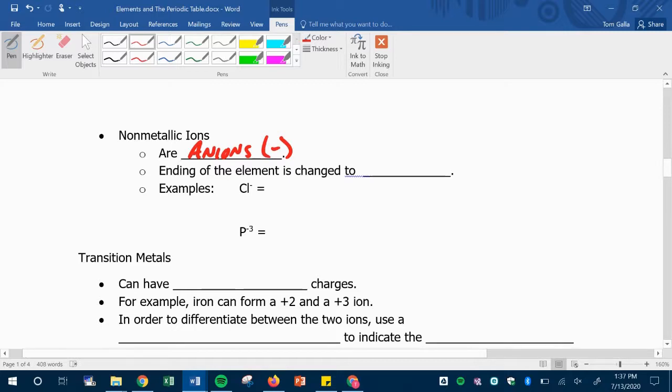And with our non-metallic ions, we actually change the ending. The ending of the element is changed to "ide." So that's why it's called sodium chloride as opposed to sodium chlorine. One example is Cl minus. And remember, if there's no number there, it's just saying it's -1. So if it's Cl with a minus, that means it's chlorine, but we change the ending to chloride.